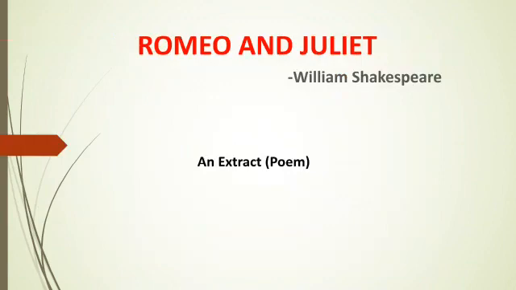The first text is called Romeo and Juliet, written by William Shakespeare. William Shakespeare, as you all know, is a very famous English poet and playwright, widely regarded as the greatest writer in the English language and the world's preeminent dramatist, who has written famous plays and sonnets as well. Romeo and Juliet is a tragedy written by William Shakespeare.